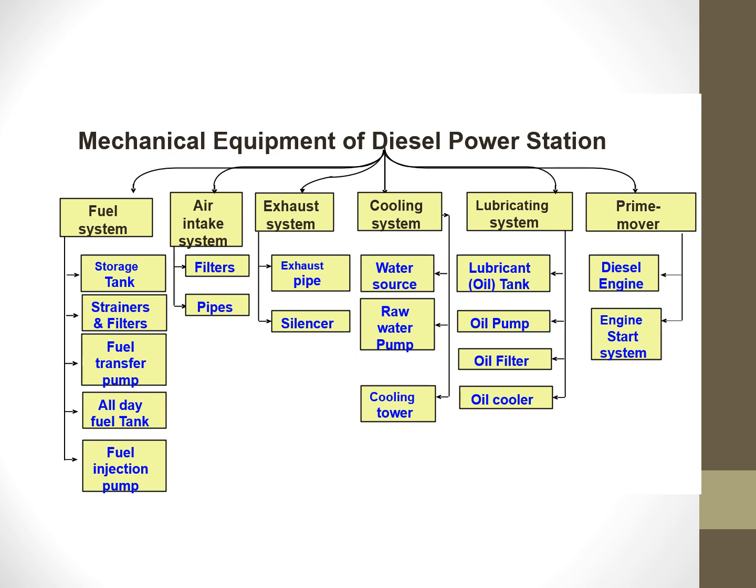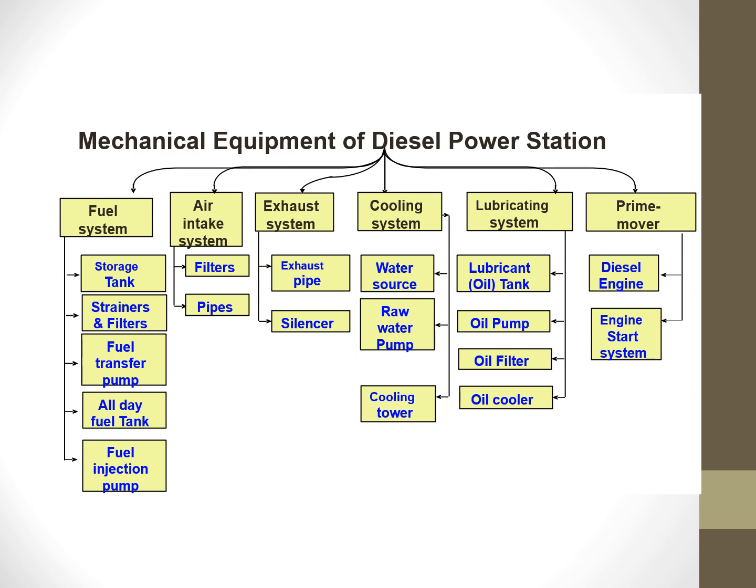In the air intake system, air is mandatory for combustion to take place, and for starting also we need air. It will be supplied through the air filters, and air will be supplied by means of pipes. The atmospheric air will be sucked in and filtered, and it will be supplied to the engine through pipes.